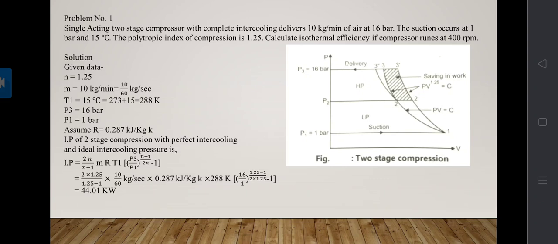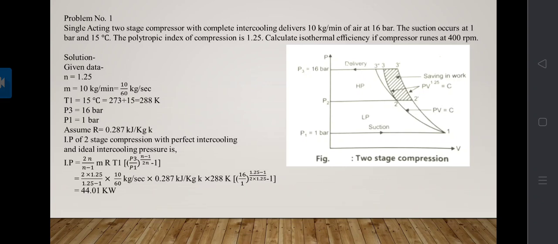Now we first note down the given data. They have given n is equal to 1.25 and m, the mass of the air, is 10 kg per minute. We convert this value into kg per second by dividing by 60, so 10 by 60 kg per second. T1 is 15 degrees centigrade. The value is given in degree centigrade, so we convert it into Kelvin by adding 273. So T1 is 273 plus 15, which is 288 Kelvin.